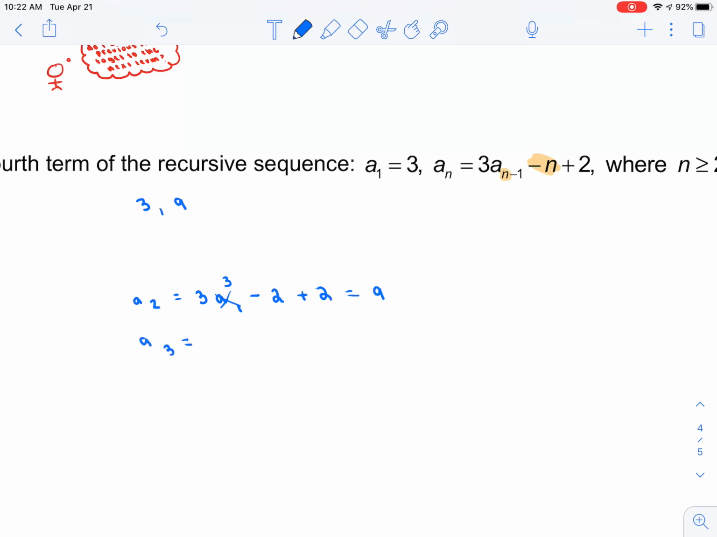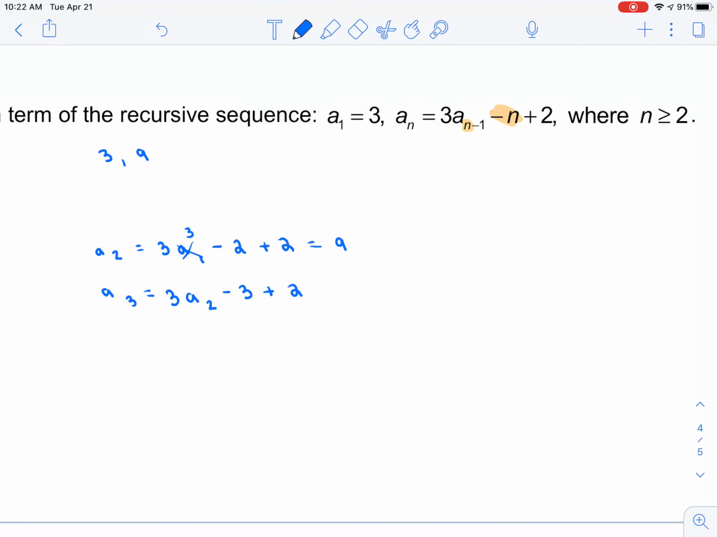Now to find the third term, if you see the pattern, you're basically taking 3 and multiplying it by the second term, but be careful that you subtract 3 and add 2. You need to make sure you're changing that middle term every time. So with that being said, I'm going to take that answer of 9. I'm going to get 3 times 9, 27, minus 3, 24, and then add 2, 26.